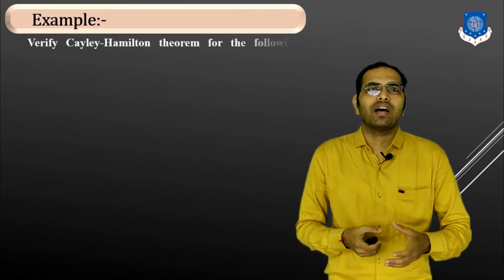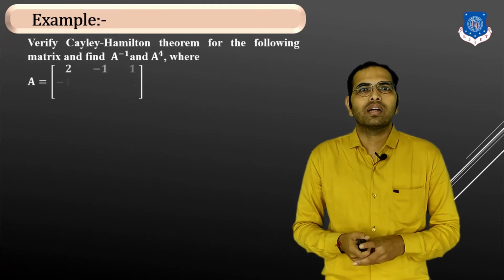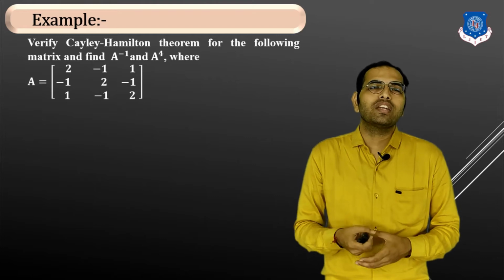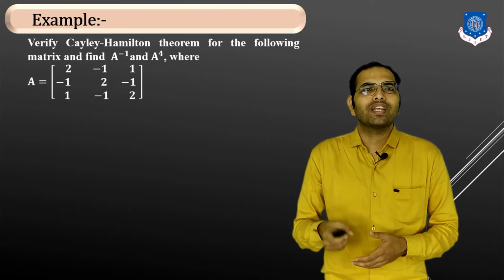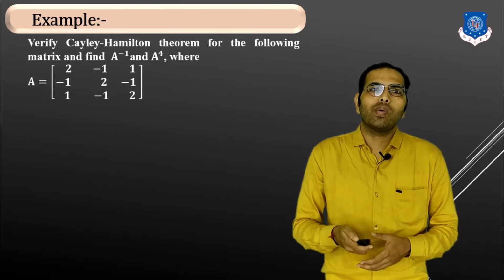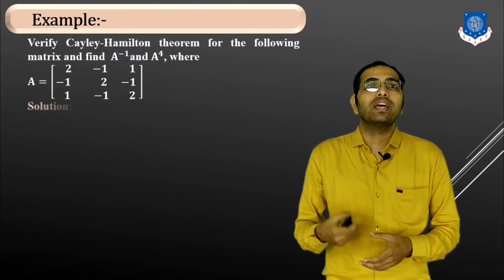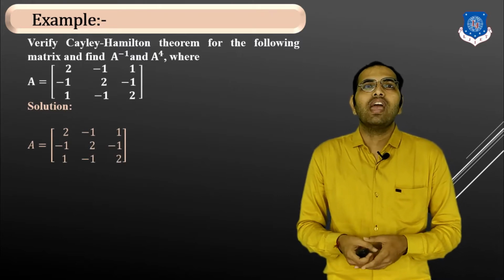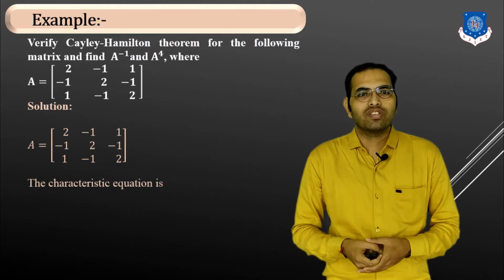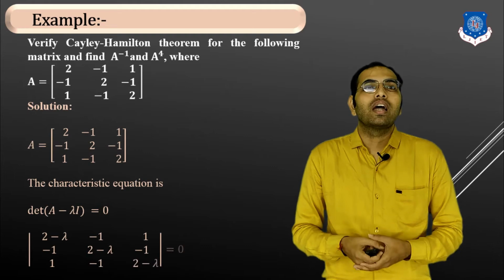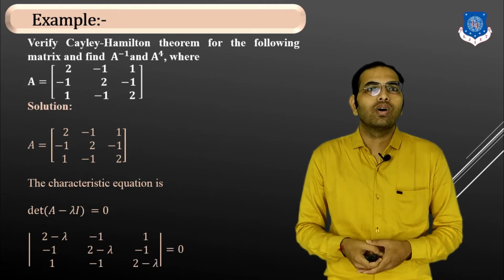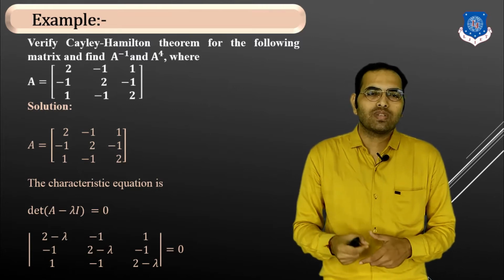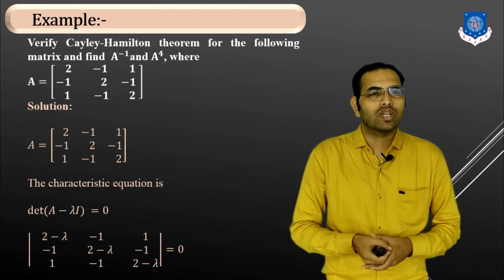Let's see an example. Verify the Cayley-Hamilton theorem for the following matrix. Hence, find A inverse and A raised to 4, where A equals [2, -1, 1; -1, 2, -1; 1, -1, 2]. Firstly, our matrix is of order 3, a 3 cross 3 matrix, and for that we have to find the characteristic equation, that is determinant of A minus lambda I equal to 0. In determinant form: 2 minus lambda, -1, 1; -1, 2 minus lambda, -1; 1, -1, 2 minus lambda, equal to 0.